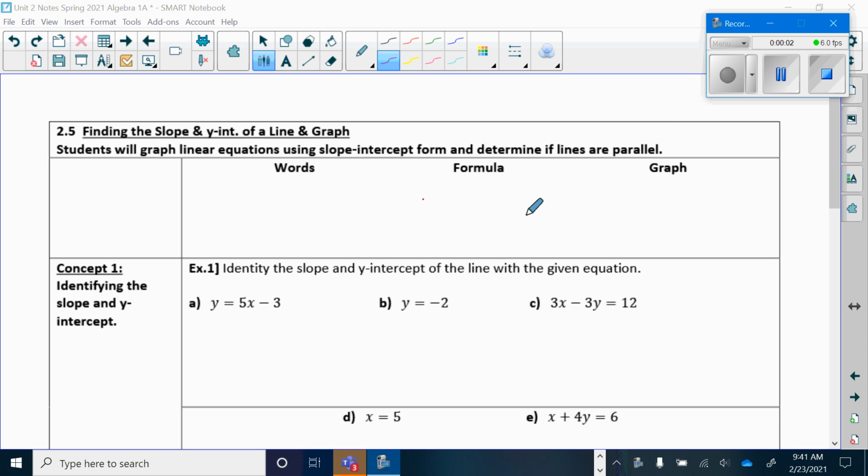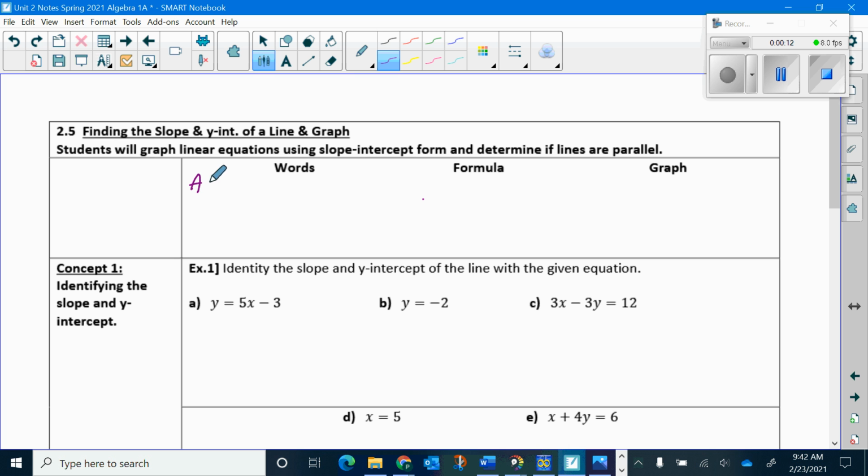As we start in with 2.5, this is finding slope and the y-intercept of a line and graphing it. So we're going to start talking about what it looks like in words. So in words, basically a linear equation of the form y equals mx plus b.